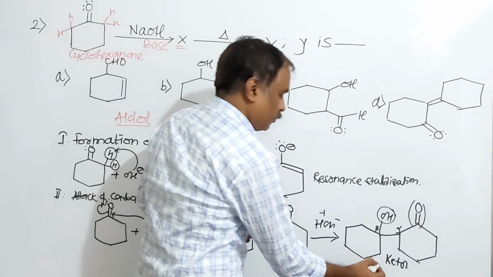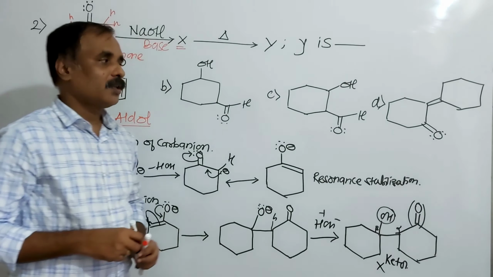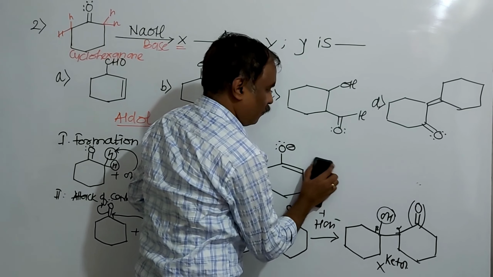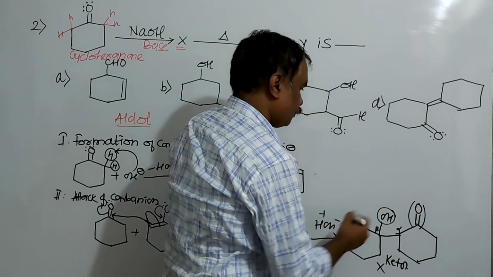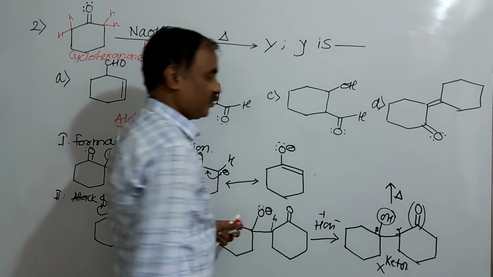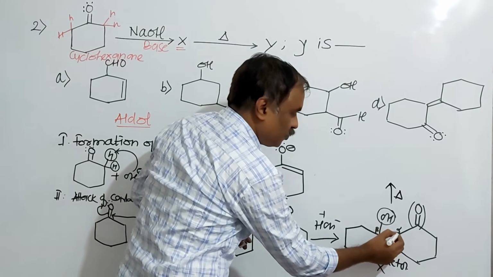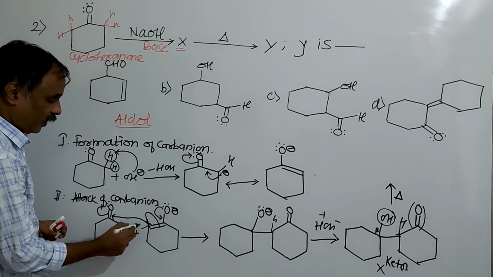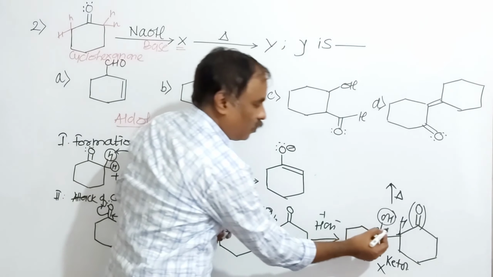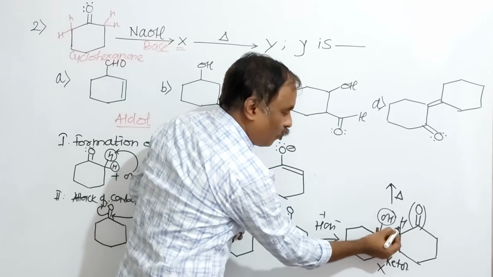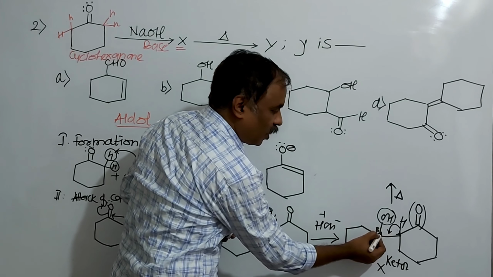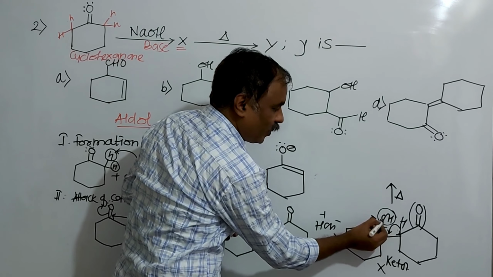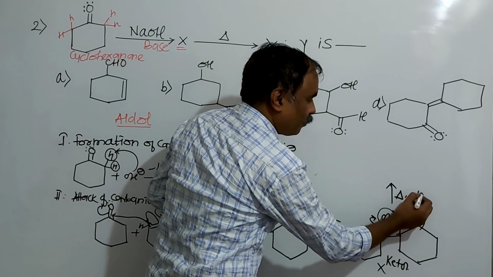So this is our X. Now, decomposition of this: when this ketol is heated, what happens? On the alpha there is a hydrogen. Here it is this hydrogen, and here one hydrogen is already there. Now the carbon-hydrogen single bond breaks and shifts here, and a carbon-carbon double bond forms. The valency of this carbon is 5. So there is removal of OH, this OH and this H, removal of H2O.